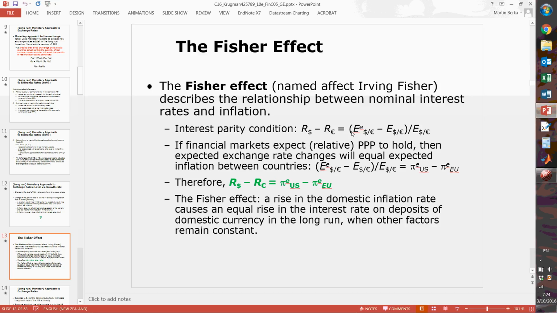So if you replace exchange rate depreciation with interest rate differential, you get the Fisher effect, which is that the interest rate differential is basically equal to the inflation differential. So a domestic inflation rate increase will translate into an interest rate increase relative to another country.